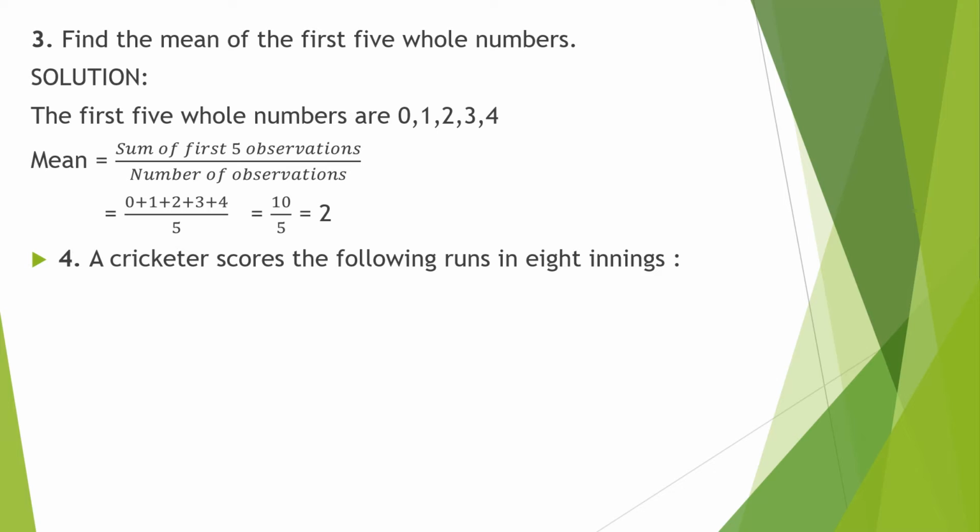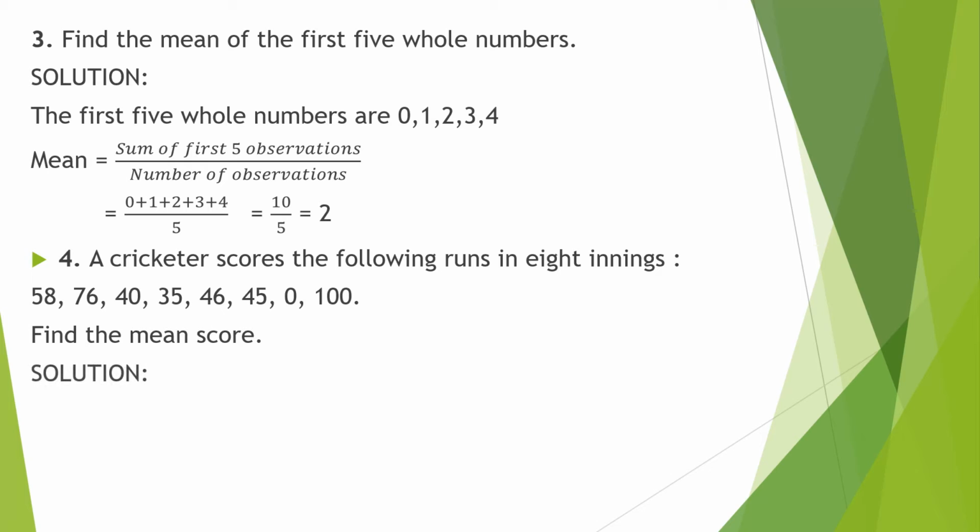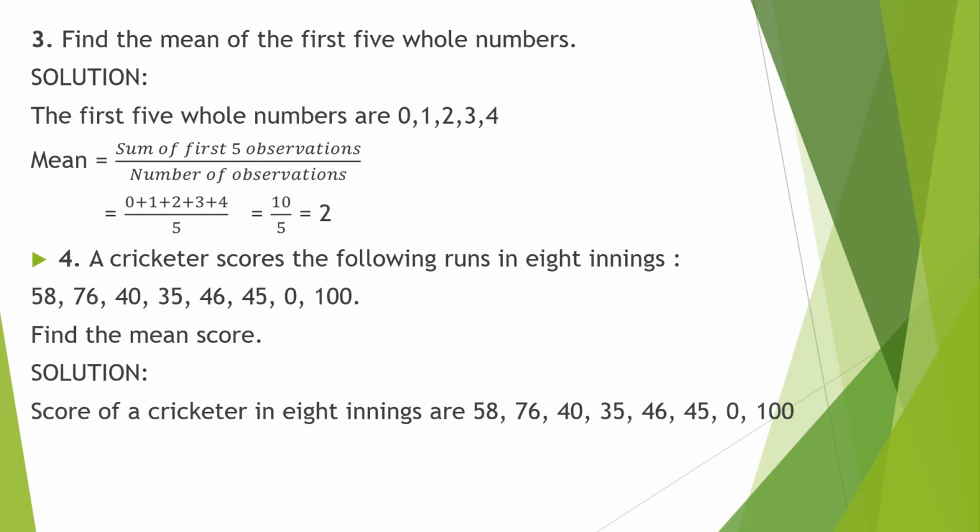Next, question number 4. A cricketer scores the following runs in 8 innings. The scores are given here. We can find the mean score. So we can write the score of the cricketer in 8 innings. Mean equals the sum of all runs upon the number of innings. Add the runs and divide by the number of innings, which is 8.